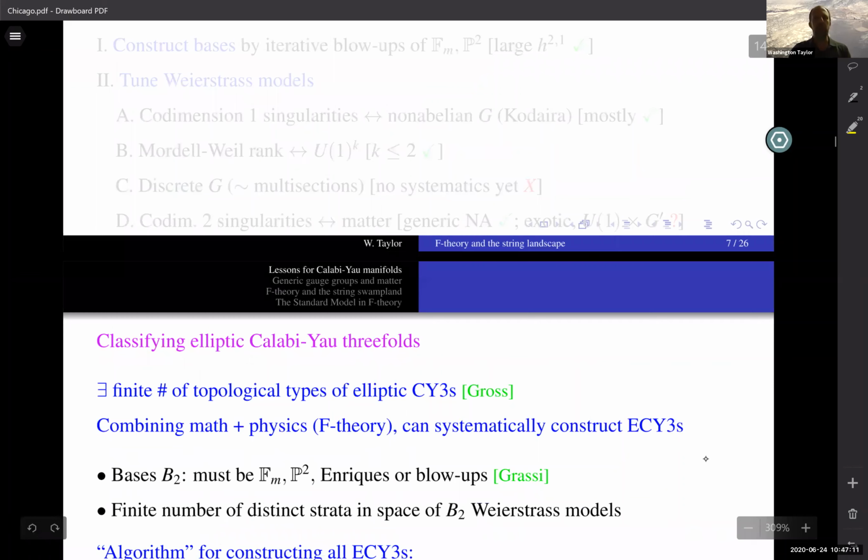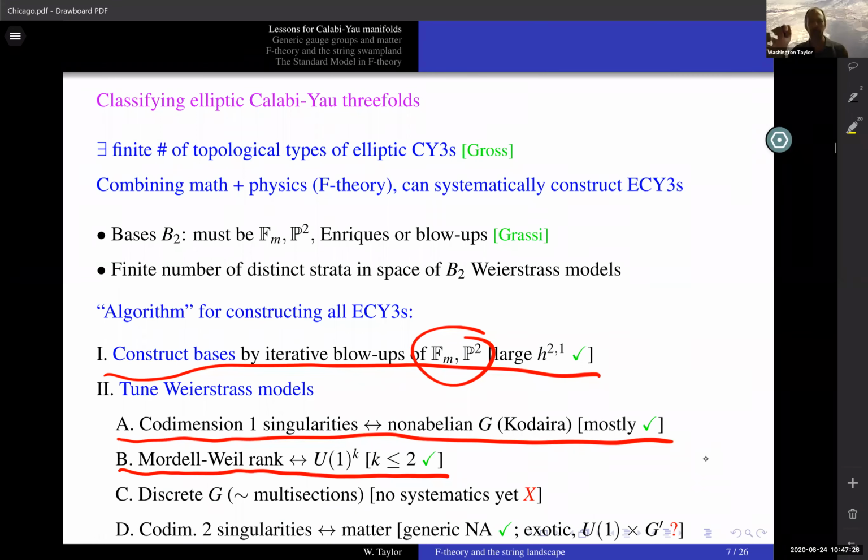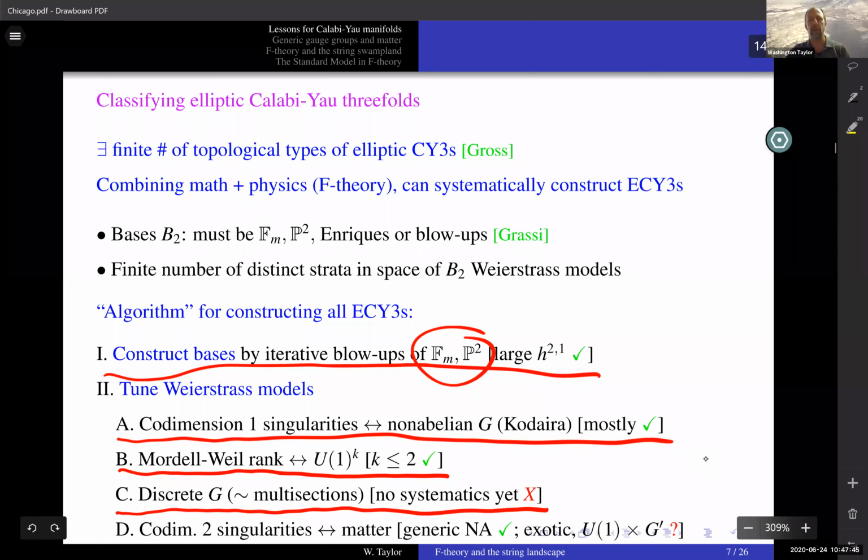We can then tune Weierstrass models. We can tune non-abelian gauge groups in a way that we understand very well for the most part. Abelian gauge groups are a bit more subtle, and there are many talks that have been given on this. Paul, who's in the audience, has done some interesting work on matter and U(1)s. We know how to construct U(1) theories with up to 2 U(1) factors, and when it gets higher, it's related to some very non-trivial mathematics of the elliptic fibration called the Mordell-Weil group, and it's not fully understood. We don't have a full understanding of how to get discrete gauge groups. That's an interesting area of current research.